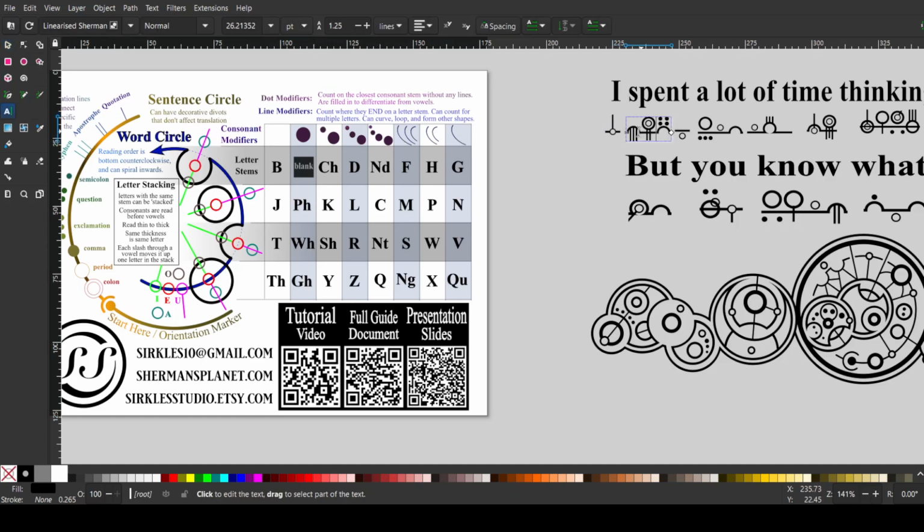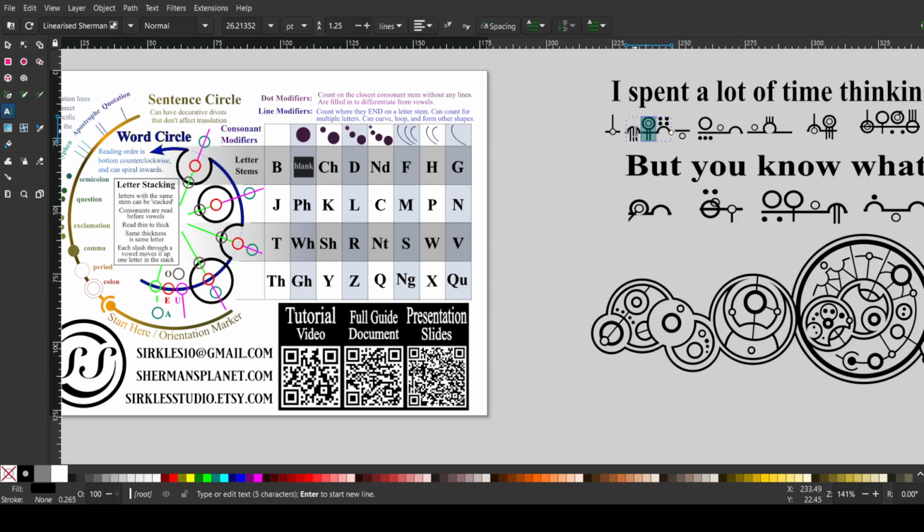Then for this next word, spent, we have this shallow divot. This shallow divot here, which is this shallow divot here. And there's 3 lines. 1, 2, 3 lines on the S, which is 3 lines here, because there's 3 lines in this column. And here on this shallow divot we have 1, 2, 3 lines.